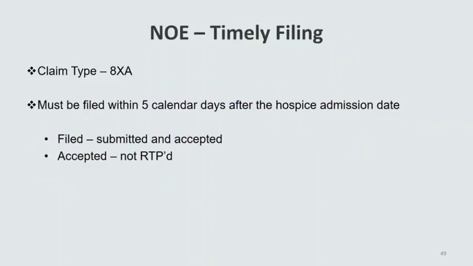The NOE must be filed timely, and that is 5 calendar days after the hospice admission date. Not only does it need to be filed, but it needs to be accepted. And how does a hospice know if it's accepted by CMS or not? Well, if it's not RTP'd. Well, that's not very helpful, because sometimes it's not RTP'd for 9 days, and you've already passed your 5-day mark. So this is and has been a big issue for hospices.